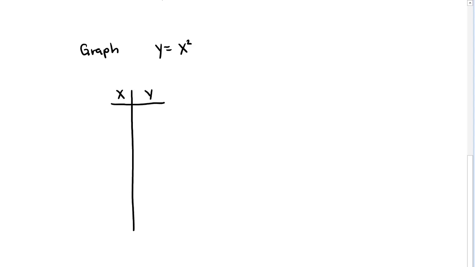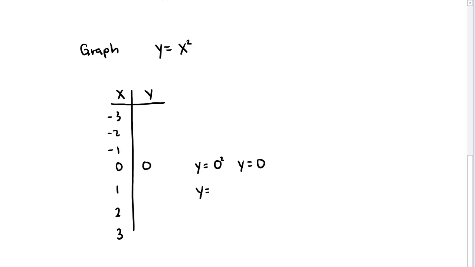An x and y table, and I'm just going to pick a few different values for x. Let's say 0, 1, 2, let's do 3 as well, -1, -2, and -3. So when we plug in 0 into this equation, we get y is equal to 0 squared, and that means 0 times 0. So we really get y is equal to 0 when x is 0.